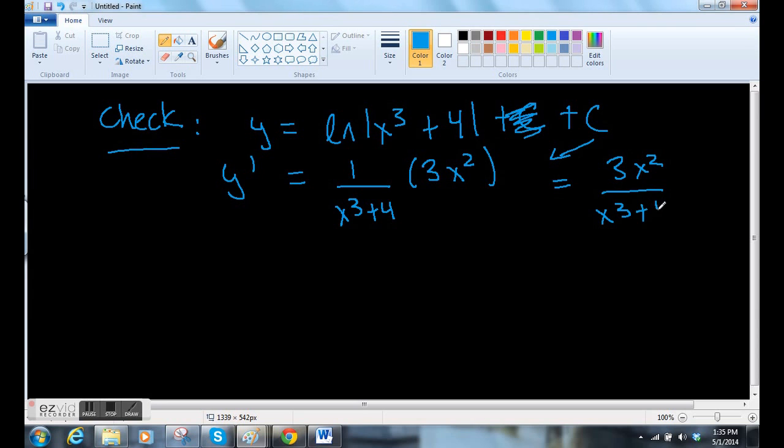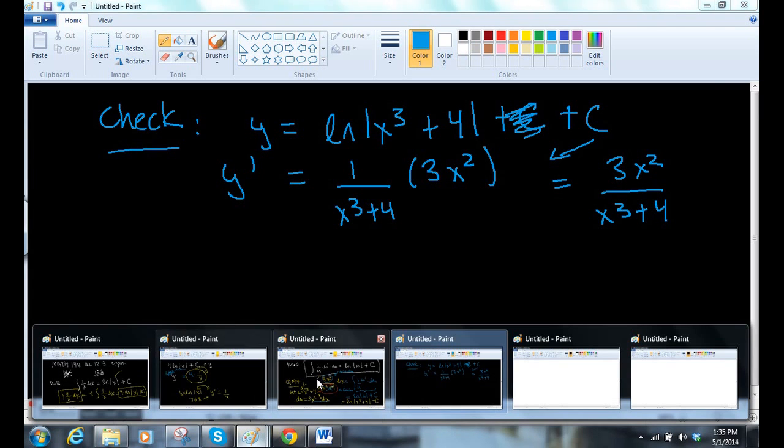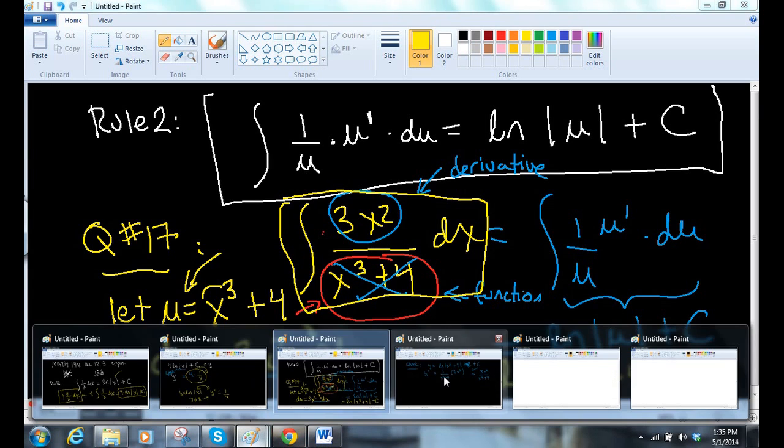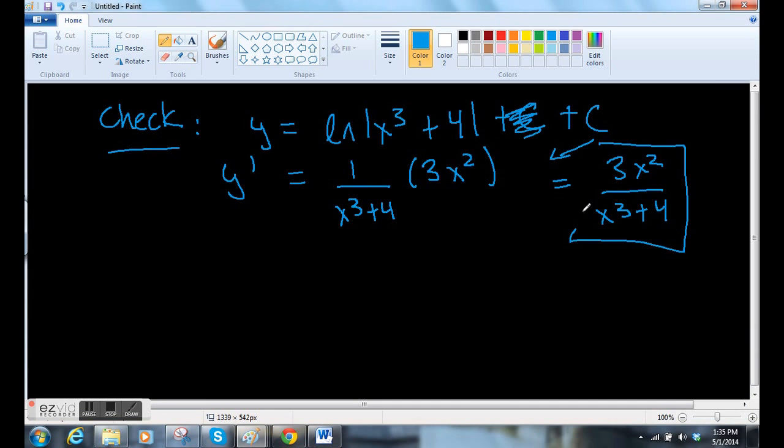Then you go back to the problem and you look what was in the integral. Yep, that's it. 3x squared divided by x cubed plus 4. So you can check all your answers. So you can always get 100% on all the integral ones.